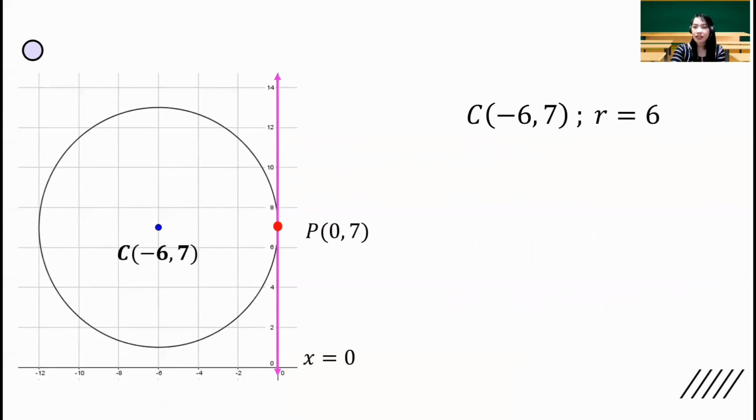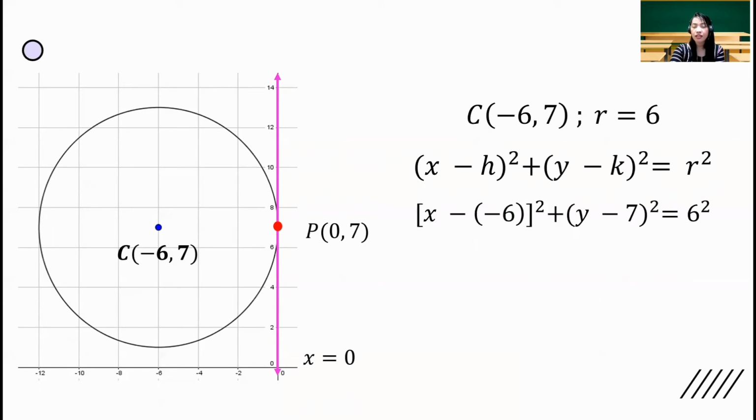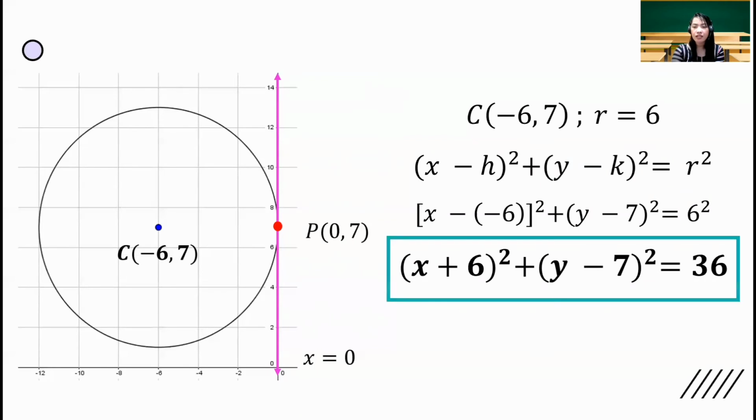Given the center and r, you can now get the standard equation of the circle. We have x minus negative 6 squared plus the quantity y minus 7 squared equals, your r is 6 squared. To simplify, that is the standard equation given the center and the radius. We have x plus 6 squared plus the quantity y minus 7 squared equals 36.